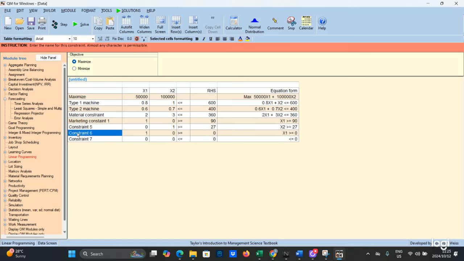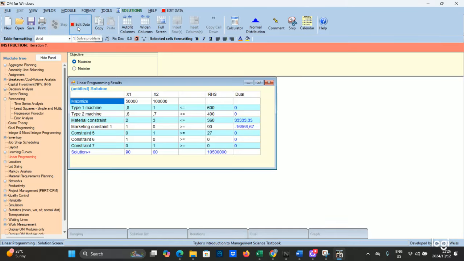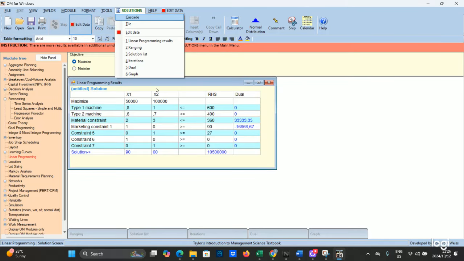You want to label your non-negative constraint for the car and non-negative constraint for the truck. Since the truck is X2, when I say one on this side, it should be greater than or equal to zero. Now you can confirm that your constraints are correct on this side. After you are done, you just click on solve. You can press solve here or solve here, and then you get a whole different range of solutions.